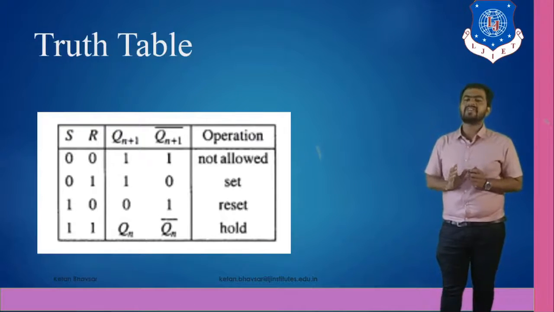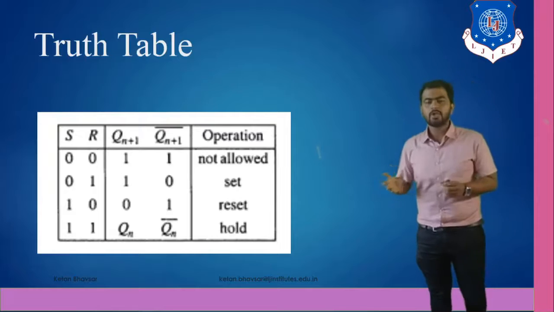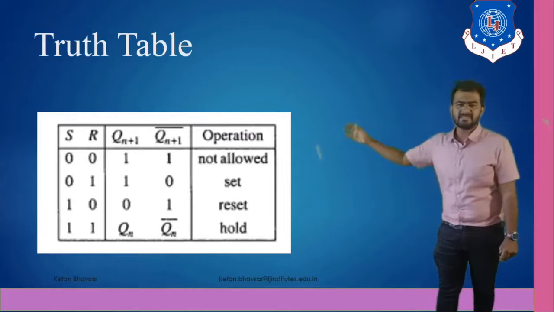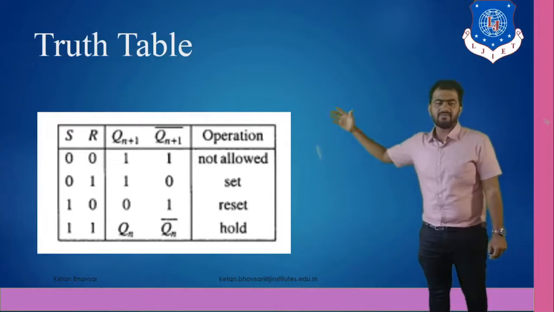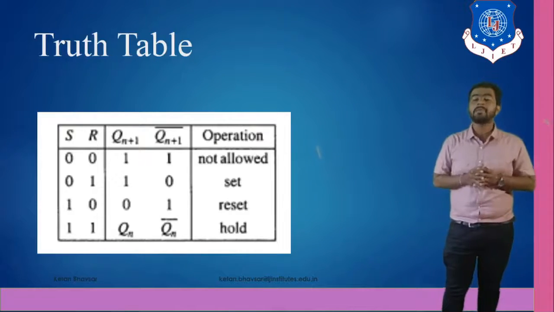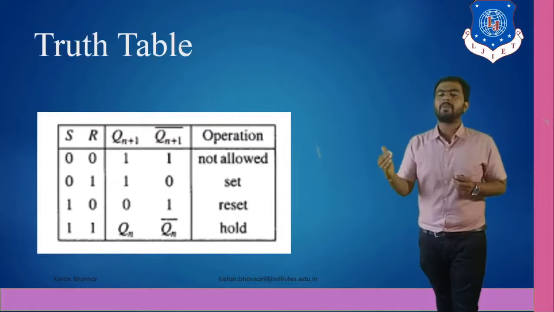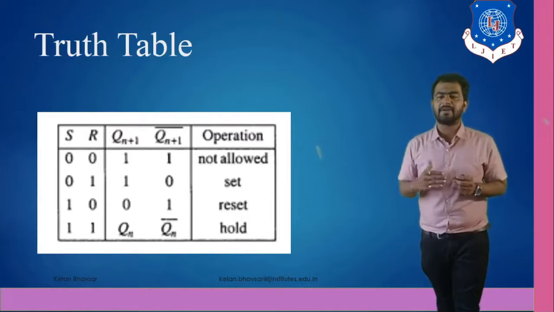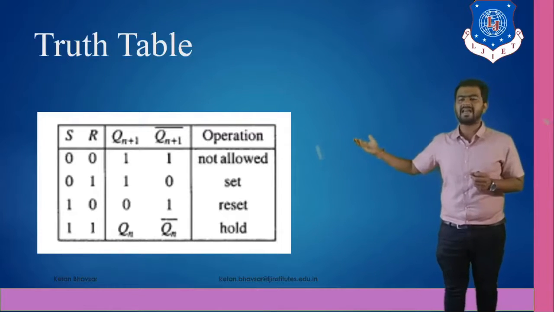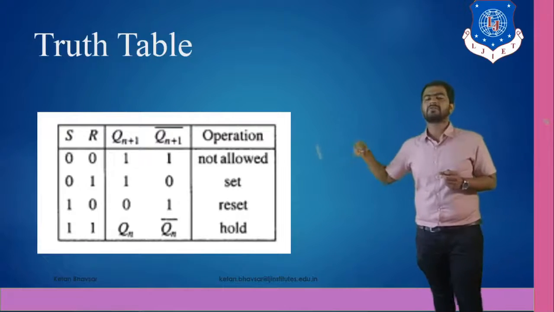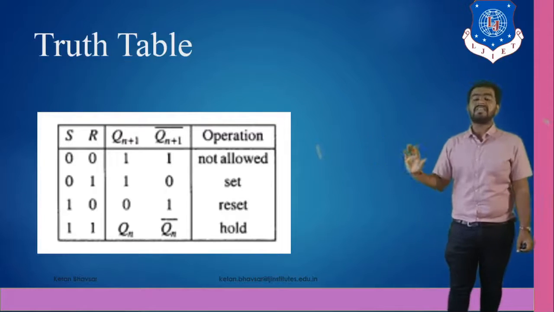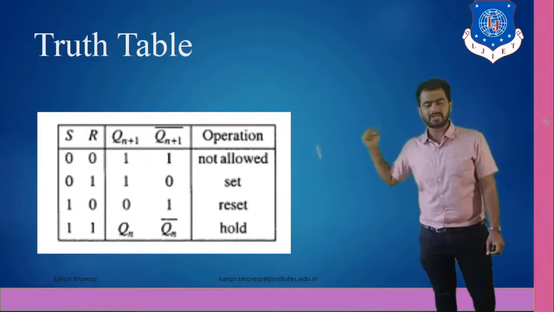Now, as per digital logic, we have two inputs, S and R, right? When we are talking about two inputs S and R, we have to take four possibilities: 0 0, 0 1, 1 0, and 1 1. If both inputs are 0, then ultimately it's a not allowed state. How can we say it's not allowed? Because Q and Q bar are always complementary. So Q bar n plus 1 is the complement of Qn plus 1, and both cannot be equal, right? So it's called a not allowed state.